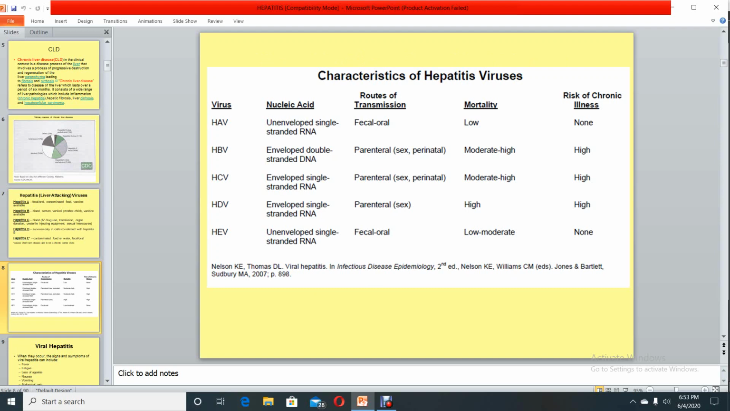Now, all the viruses you have seen are RNA viruses, except hepatitis B virus, which is a DNA enveloped double-stranded virus.